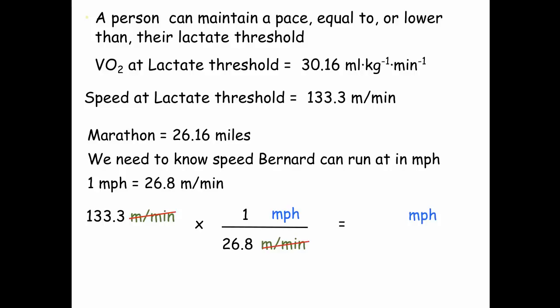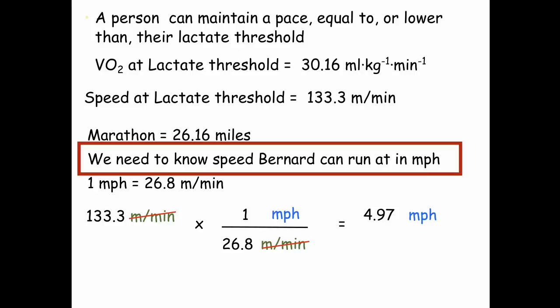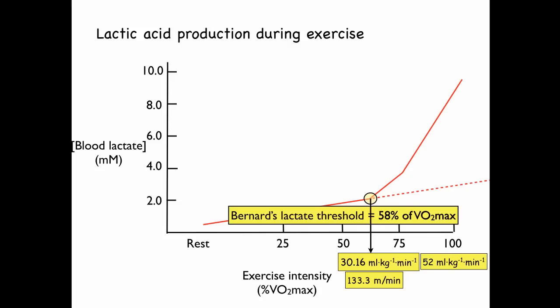So in order to do this, very simple, I take 133.3, multiply by 1, which is the same number, and divide by 26.8. So I know 133.3 meters per minute is equivalent to 4.97 miles per hour. So that's how fast Bernie or Bernard can run. So let's put this back into our graph. So we know that at his lactate threshold, he'll be running at a speed equivalent to 4.97 miles per hour.